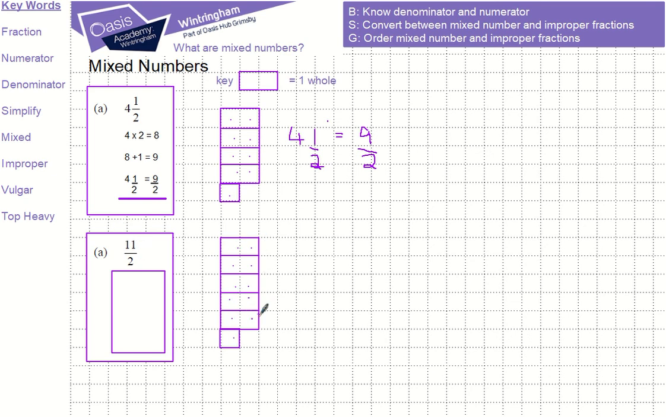And I just need to see now how many holes is that and how many left over have I got. So that's 1 hole, 2 holes, 3, 4, 5, and this bottom row, it's not quite a hole, it's just going to be an extra half. So in total I've got 11 halves equals 5 holes and 1 half. Like that.